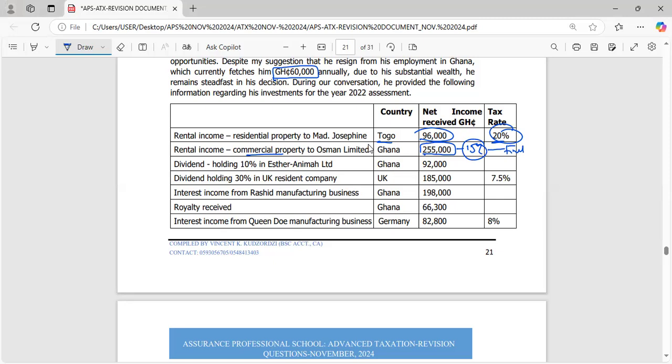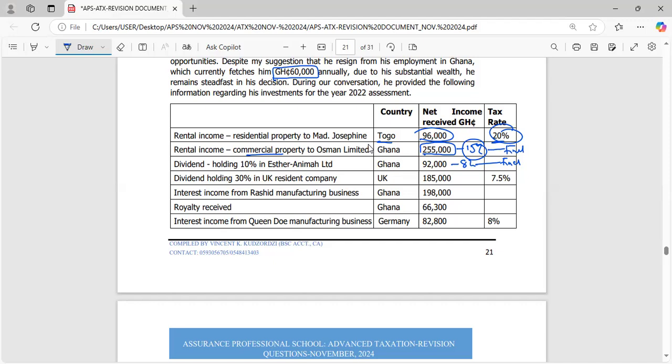Dividend, he holds 10% in Animal Limited. He received 92%. Dividend, what's the rate? 8%. Final or on account? Final. So don't add this one. He has already paid the 8% tax on the dividend. So let him enjoy this amount in peace. So the tax is final, so you don't add the dividend. Now, dividend, holding 30% in a UK resident company.